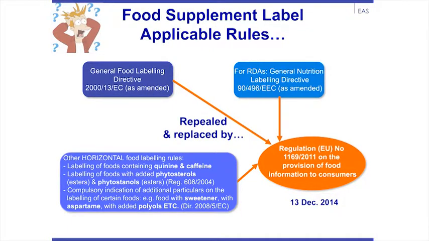On top of that, in the EU, quite complicated, you have other pieces of EU legislation on labeling, not only for food supplements, but for all other foodstuffs. For instance, a law on the labeling of foods containing caffeine, a law on foods containing phytosterols, phytostanols, a law for foods containing sweeteners, aspartame, polyols. And here you will find labeling provisions. So you see it's very diffuse, you have to be aware of many pieces of EU legislation before you start designing your label.